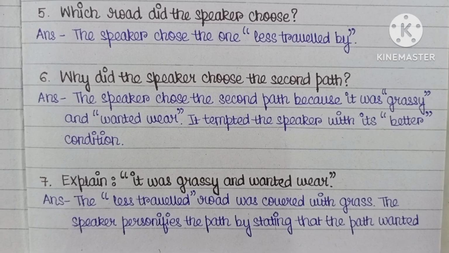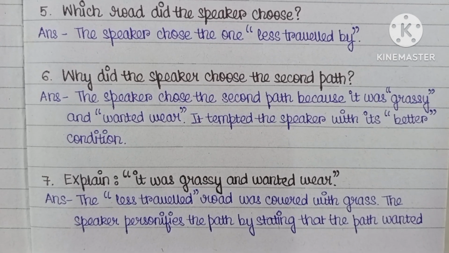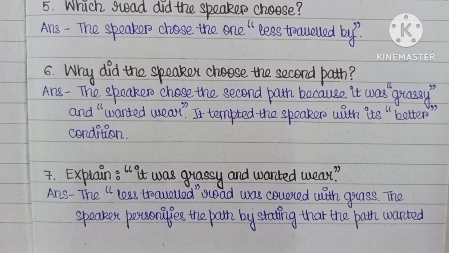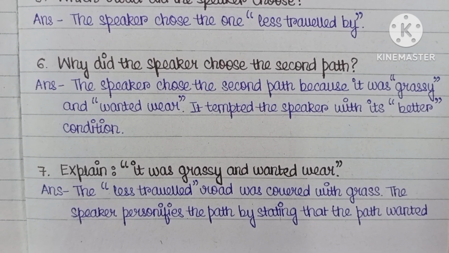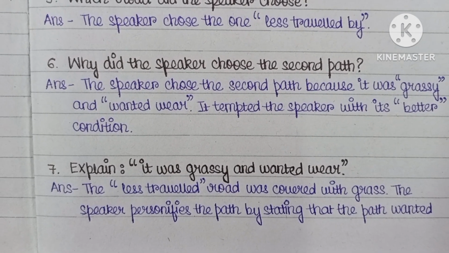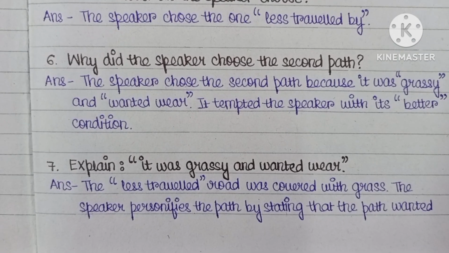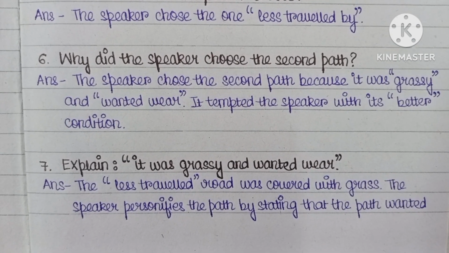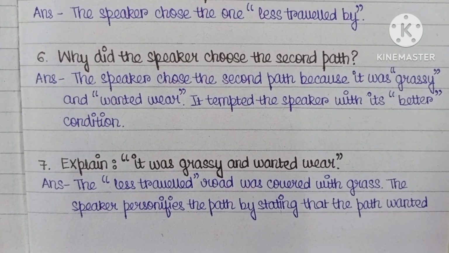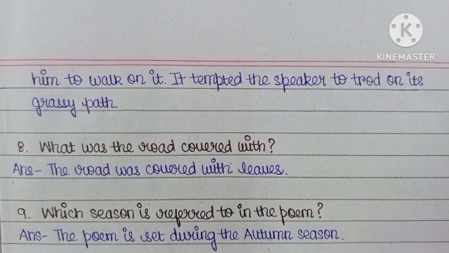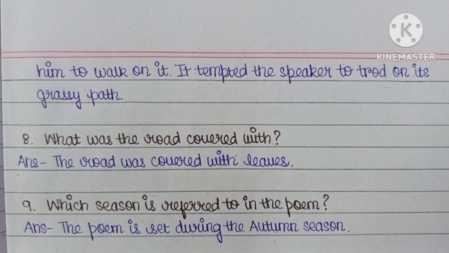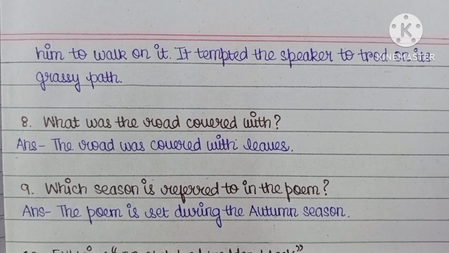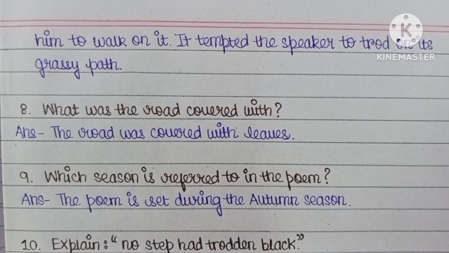7. Explain. It was grassy and wanted wear. Answer. The less traveled road was covered with grass. The speaker personifies the path by stating that the path wanted him to walk on it. It tempted the speaker to trod on its grassy path.